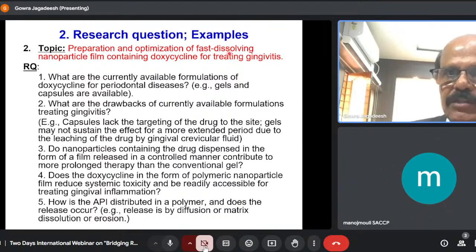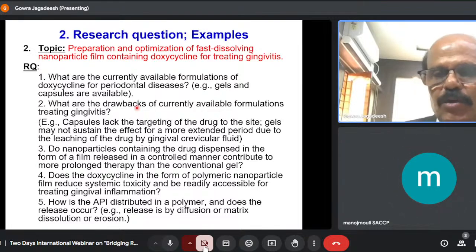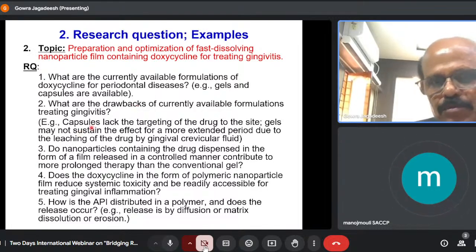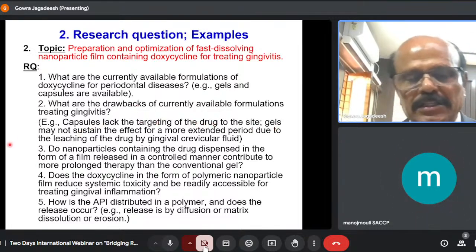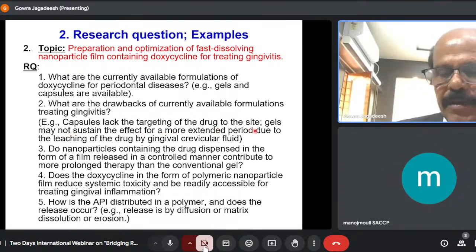So preparation of this fast dissolving nanoparticle film, that means there should be something existing already. That means we'll be having capsules and gels. And now I say that I'm having a new formulation. What are the drawbacks? Why do you want to develop it? Then you should think about capsules, like targeting of the drug to sites. Gels may not sustain the effect for a more extended period.